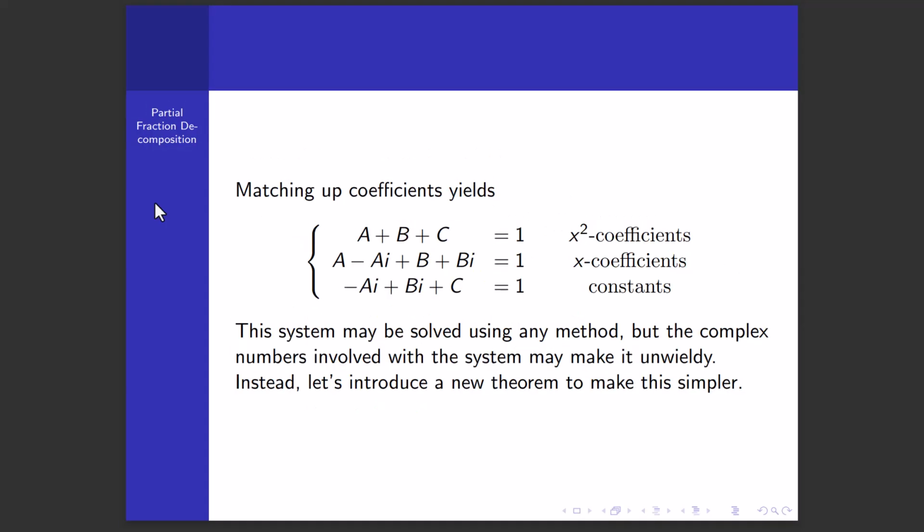Matching up the coefficients for this decomposition gives us the coefficients of x squared matching up as a plus b plus c is equal to 1. The coefficients of x: a minus ai plus b plus bi is equal to 1. And the constants have to match up as well: negative ai plus bi plus c equals 1.